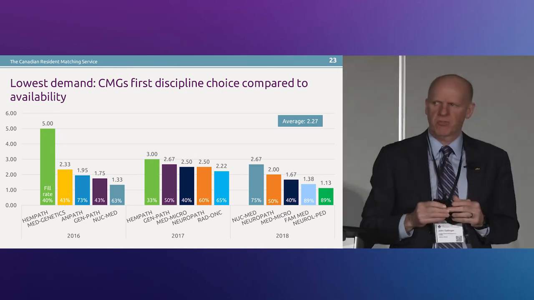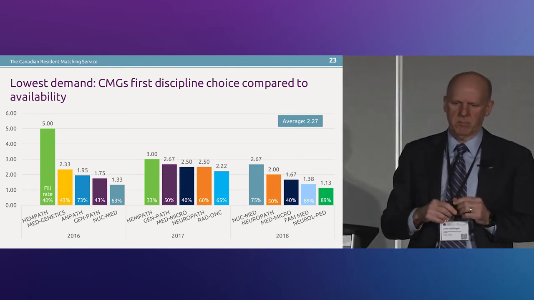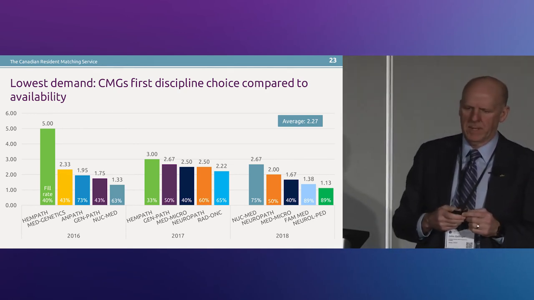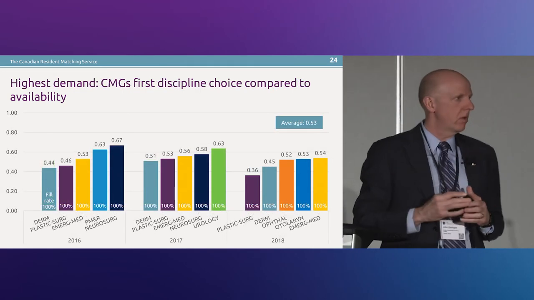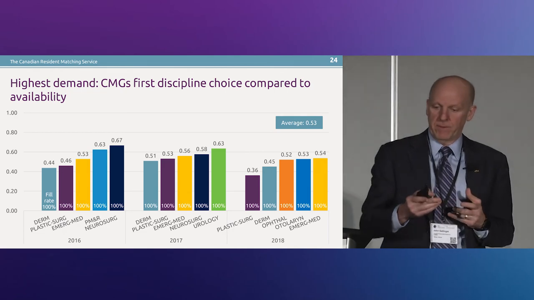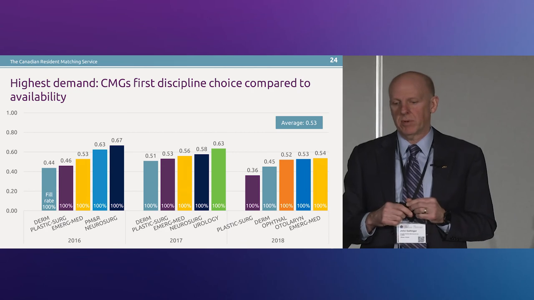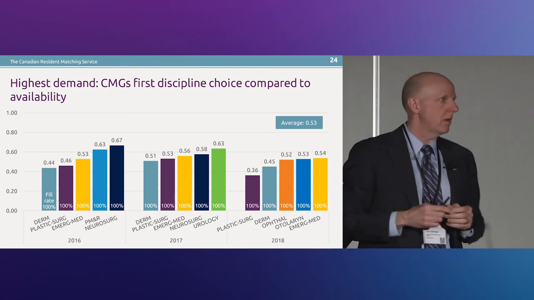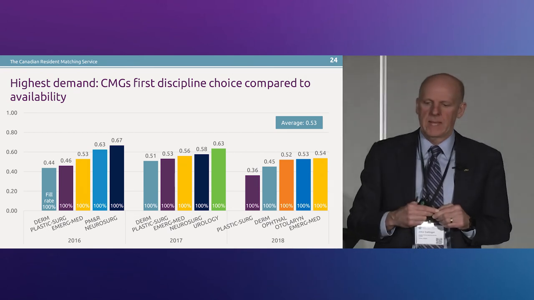Disciplines have pretty much remained constant year over year. Some changes year to year, but oftentimes the same groups. And then the same can be seen for the flip of this, which is the high demand disciplines. Fill rates again are in the column. So 100% of these positions fill every year, not surprisingly, given the demand supply ratio for those disciplines.